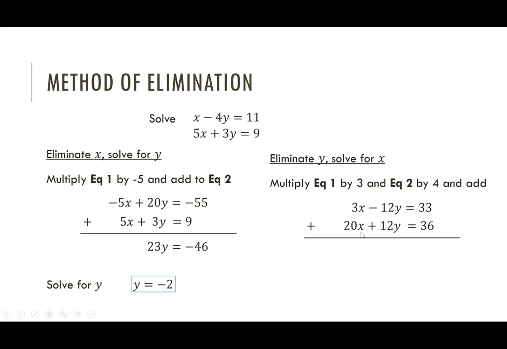And I'll have 23x equals 33 plus 36, which is 69. Solve for x, divide by 23. I think it's just an accident that I got that same number both times. And we have x equals 3. And good, this agrees with both of our previous methods.